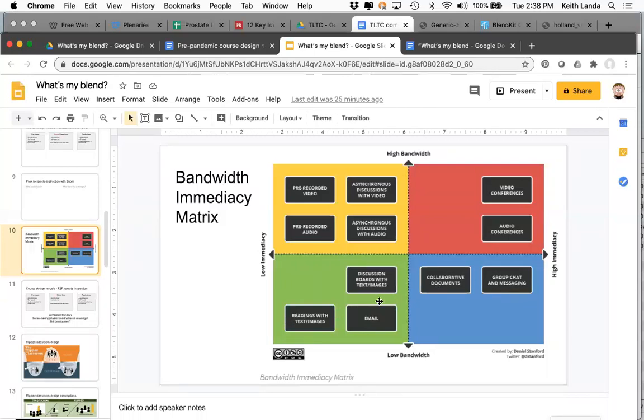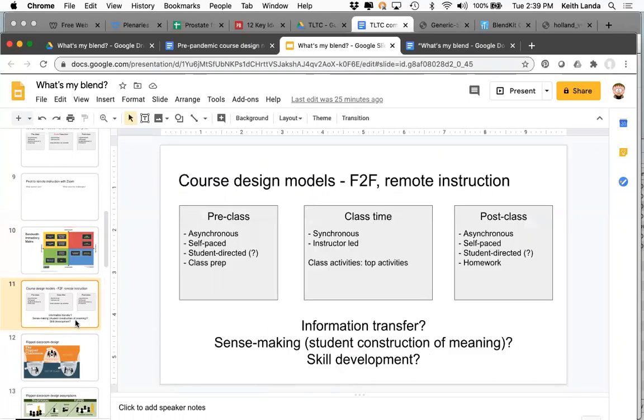So you want to have some kind of balance between a mix of activities that will keep students engaged, that won't be too taxing technologically, that will include a mix of things that provide them some flexibility going forward. I think we've maybe discussed this.